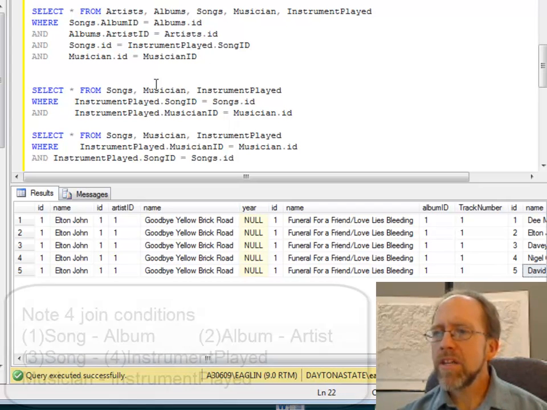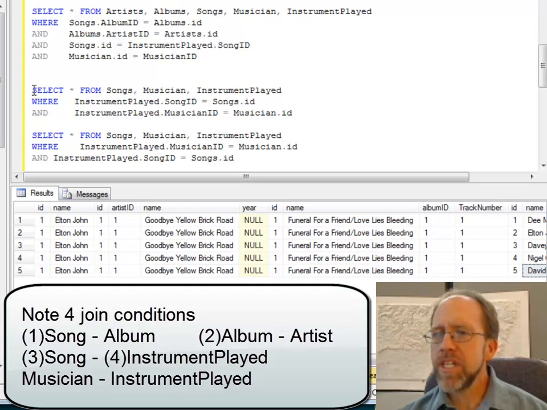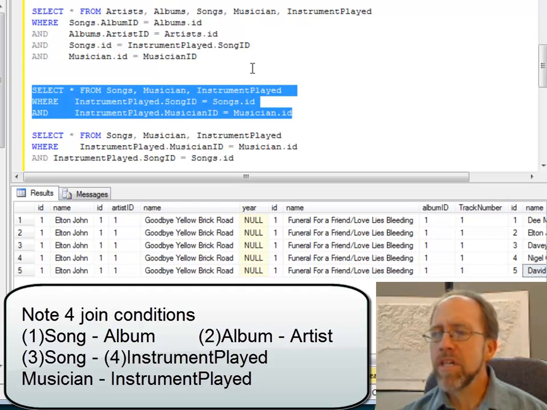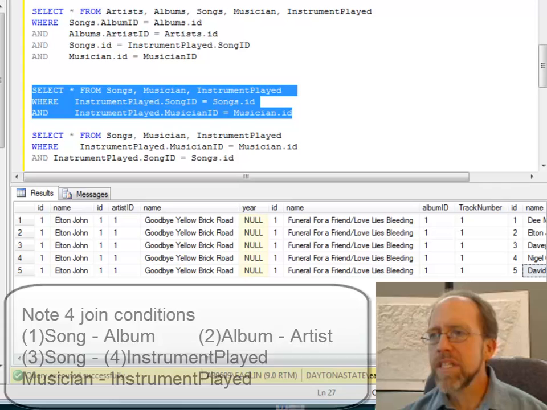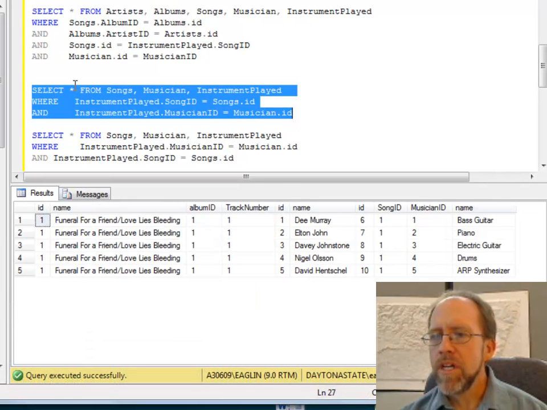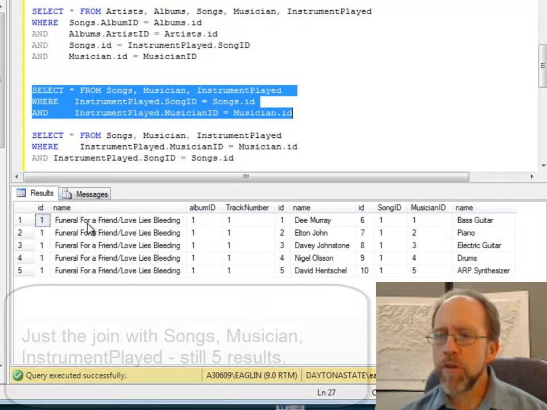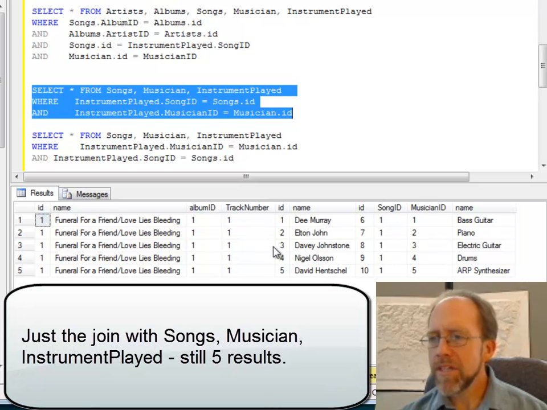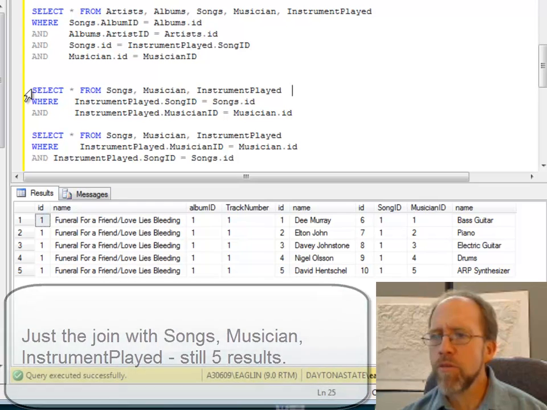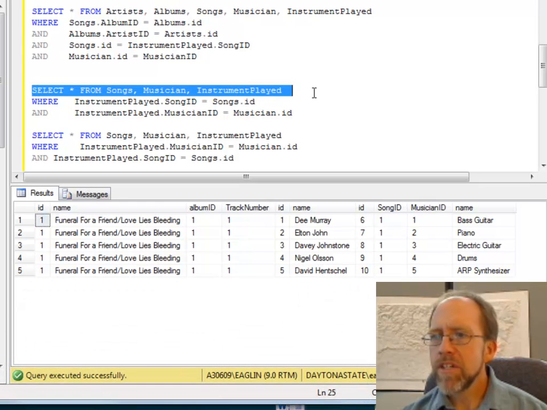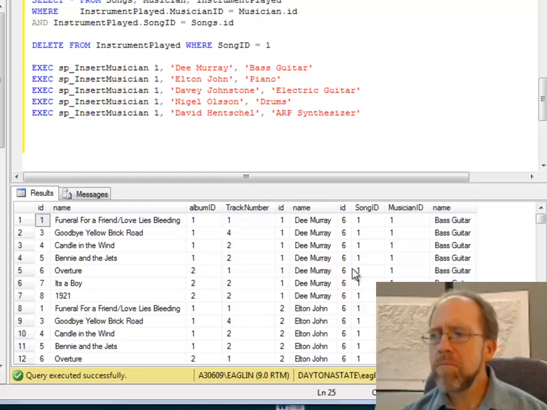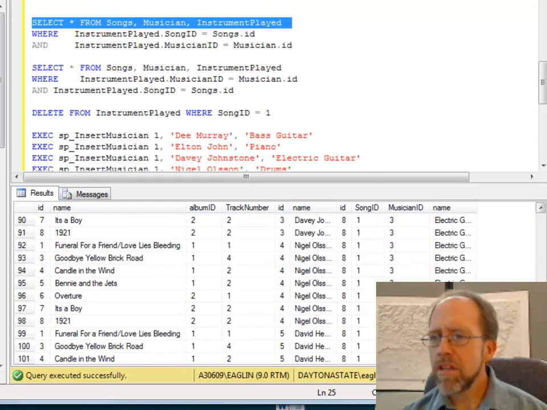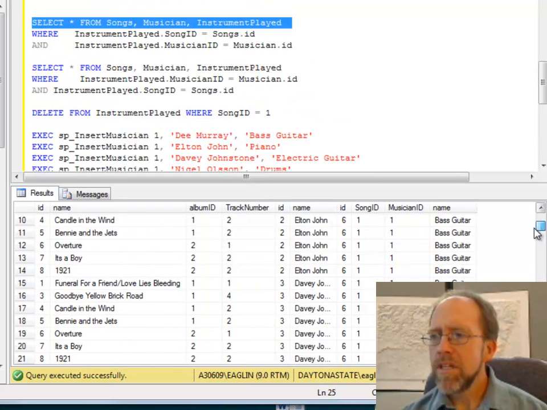Now, let's look a little bit closer at just that specific part, not the artist and the album, but just the song forward. So let's look at this. This is the Funeral for a Friend, okay, Dee Murray, all the different pieces that go with that one song. Now, watch what happens if I do just this one. I get a much, much larger thing here.